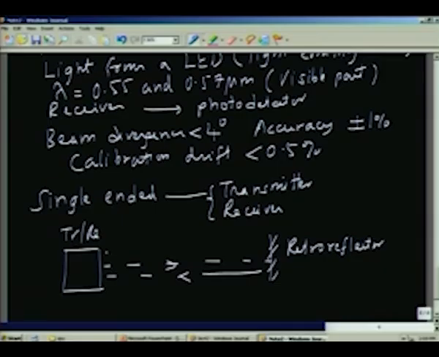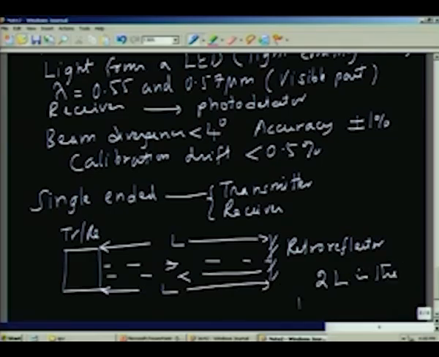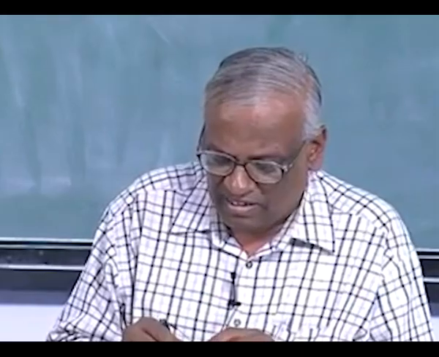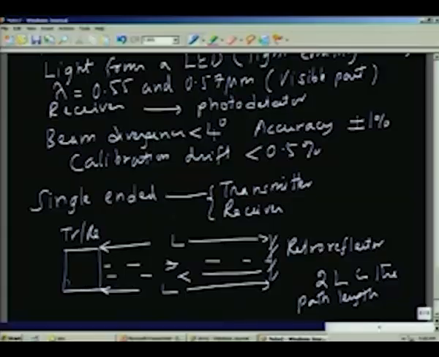There are two advantages. One is, if this is L, this is also L. So, 2L is the path length. So, we get an advantage in terms of the amount of path length available, and therefore, it passes through the gas sample twice, and the optical path length is increased. And of course, the transmission and reception is done at the same place, and therefore, the measuring part and the electronics can all be at one end. So, that is the advantage of this instrument.